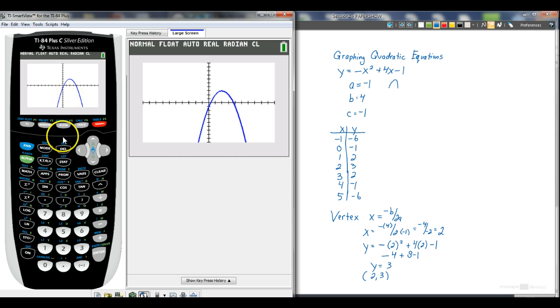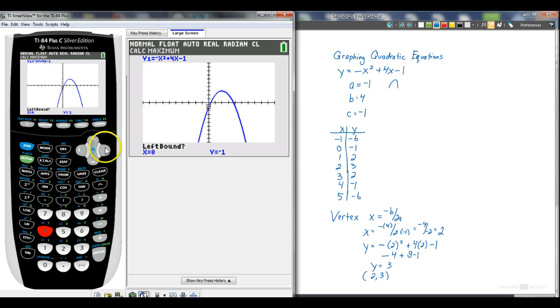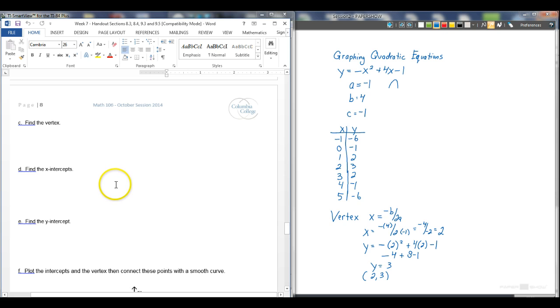The other way we could do it is, again, to find the maximum. So second calc, and then maximum. We want to make sure we're on the left side of the point, and we are. Hit enter, and then you want to get on the right side of it. Now we're on the right side of the point we're looking for, so hit enter. And then the guess, and we hit enter. This could be rounded to 2, so our answer is 2 comma 3. So there are 2 ways to find the vertex. And then we next look at our list here, and we're going to find the x-intercepts.